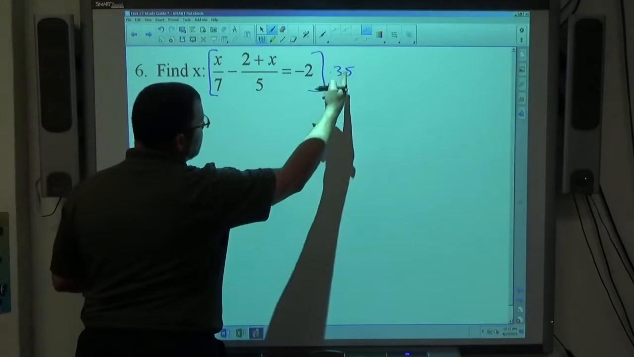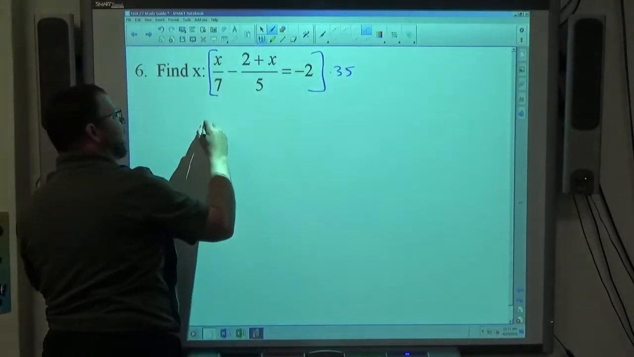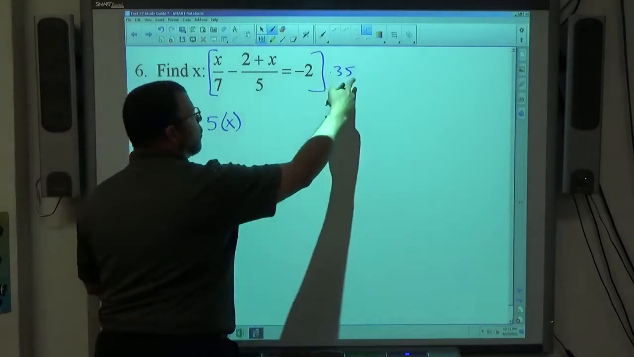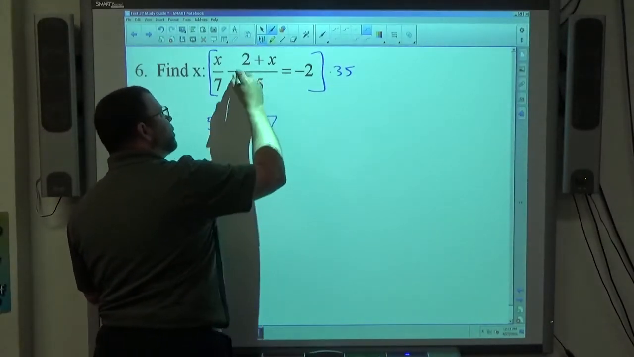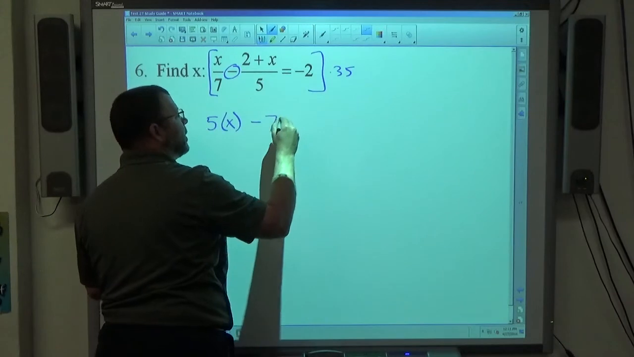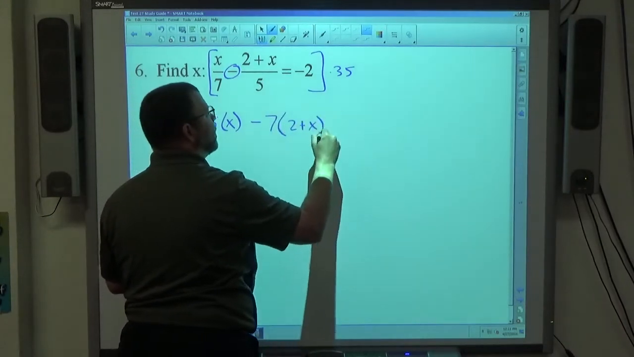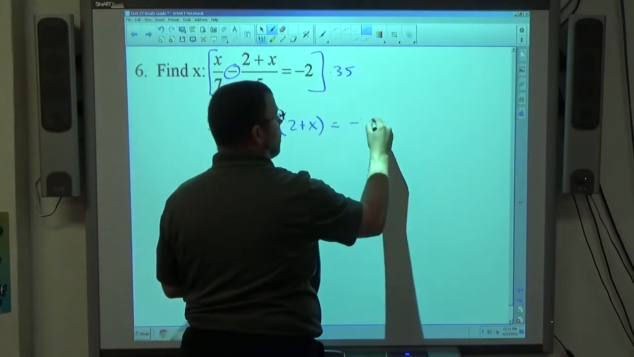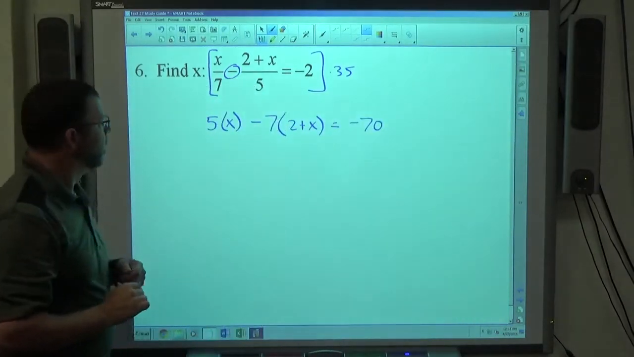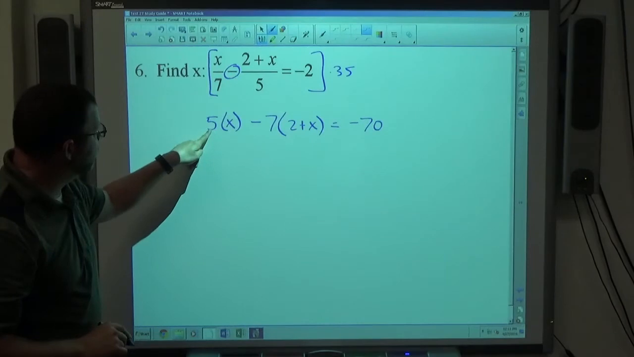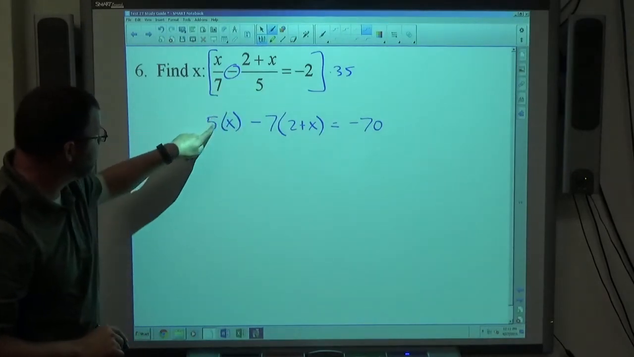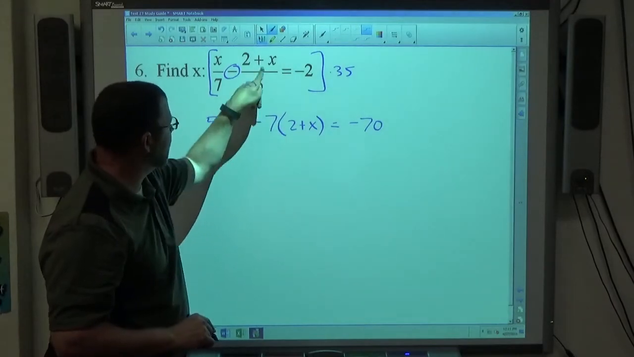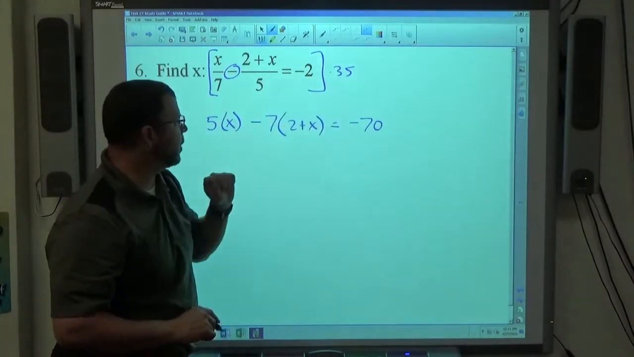So 35 divided by 7 is 5, multiplied by the top, which is x. 35 divided by 5 is 7, but notice the minus sign here, so it's actually minus 7 times the top, which is 2 plus x. And then 35 times negative 2, there's no fraction, so it's just straight multiplication, negative 70. All right, so the quotient, 35 divided by 7, 5 times the top. 35 divided by negative 5 is negative 7 times the top. 35 times negative 2, negative 70.